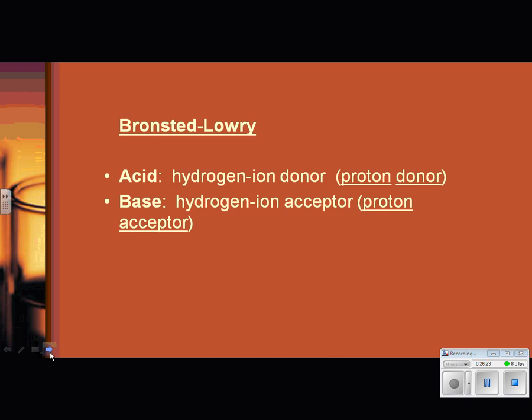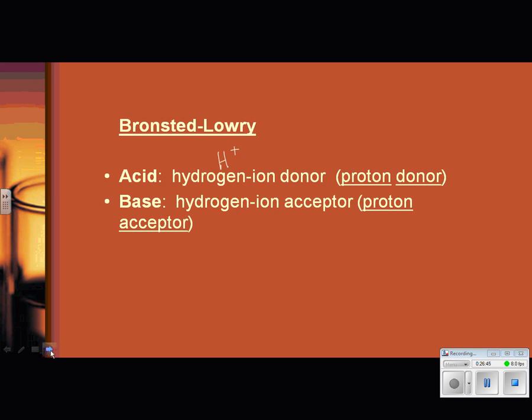Then our second theory would be the Bronsted-Lowry theory. In the Bronsted-Lowry theory, you have two parts to it. You have the acid and the base, which are going to be your reactants. And acids are hydrogen ion donors. For hydrogen ion, you could just write H positive to shorten it. Another way of thinking about it is it's a proton donor. And then a base would be a hydrogen ion acceptor or a proton acceptor.